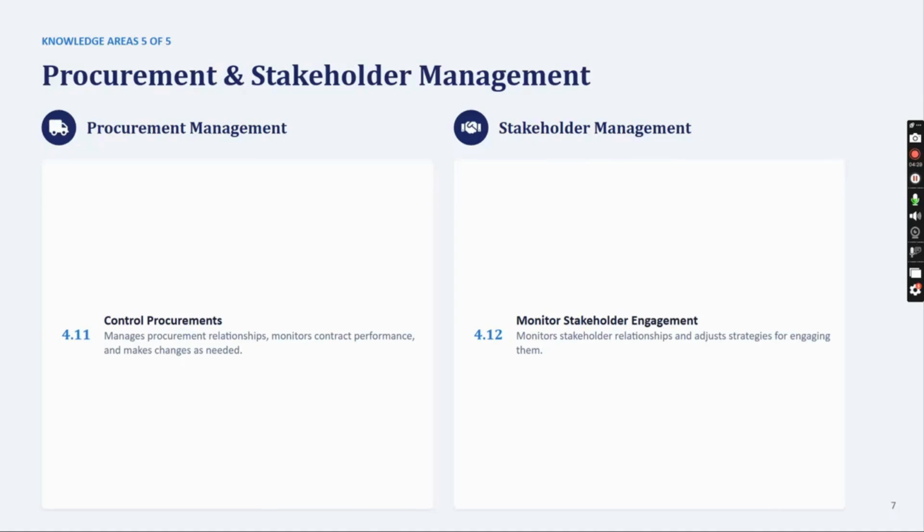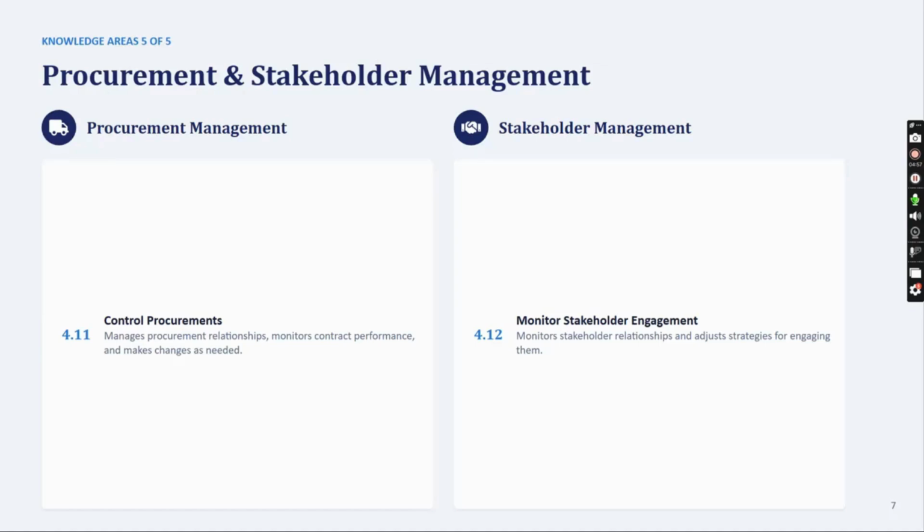It manages the procurement relationship, monitors contract performance, and makes changes as needed. If the procurement has been done, is it pending, are we on the correct track, has the procurement been closed? How about the stakeholder relationship? Do we have to meet the expectations of the procurement? Has everything been damaged or not? We have to control procurement and monitor it in the first place.